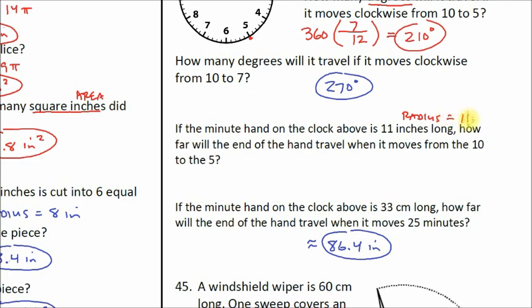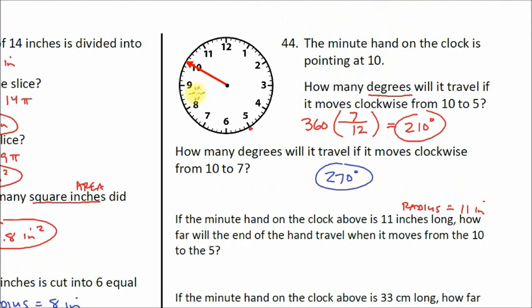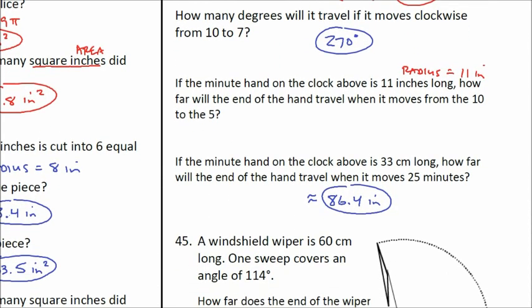The radius equals 11 inches because it's the distance from the center of the circle to the edge, touching the circle. How far? So it says how far. How far means we're looking for arc length. We're looking for a piece of the circumference. How far will the end of the hand travel when it moves from the 10 to the 5?